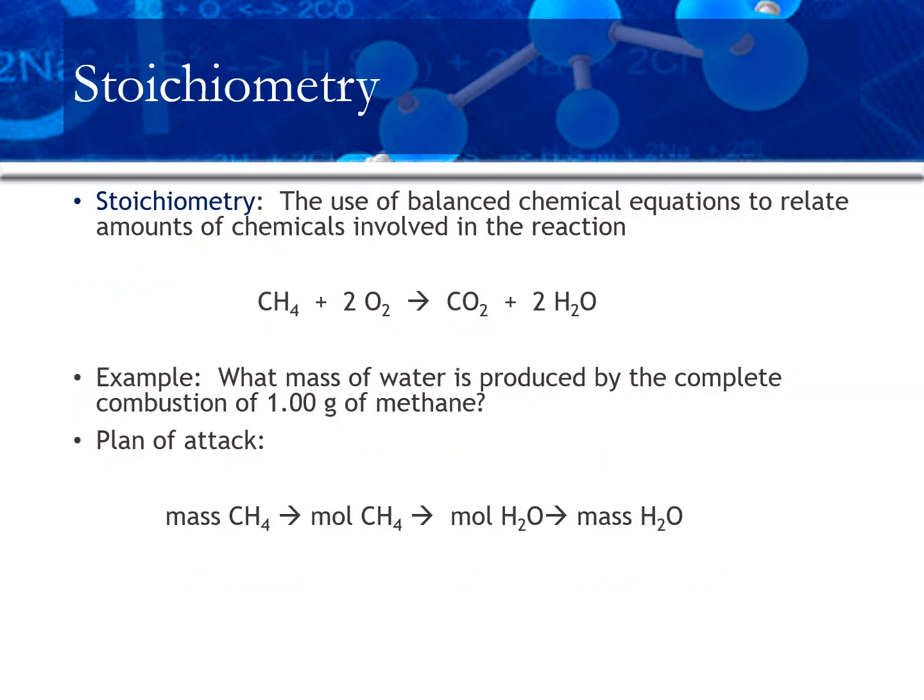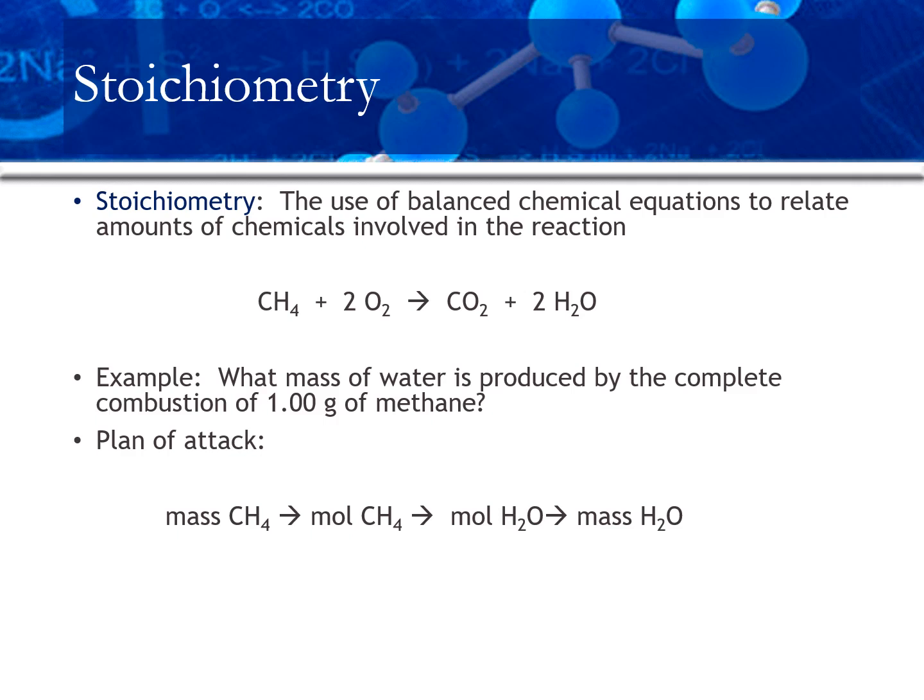So stoichiometry is the use of balanced chemical equations to relate amounts of chemicals involved in a given chemical reaction. So using our combustion reaction of methane, remember combustion is just the reaction with oxygen to produce carbon dioxide and water. And here I'm showing you the balanced version. We balance it again to keep the same number of carbon atoms on each side, same number of oxygen atoms. What if we wanted to know how much water is produced by the complete combustion of 1 gram of methane?